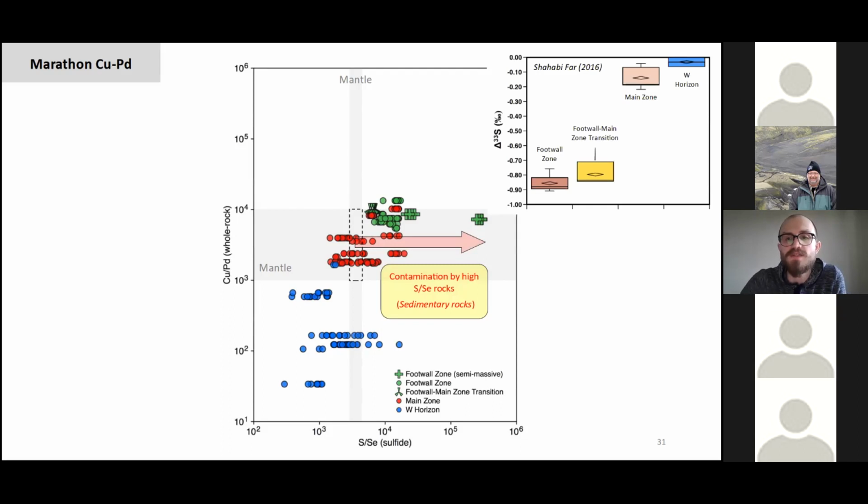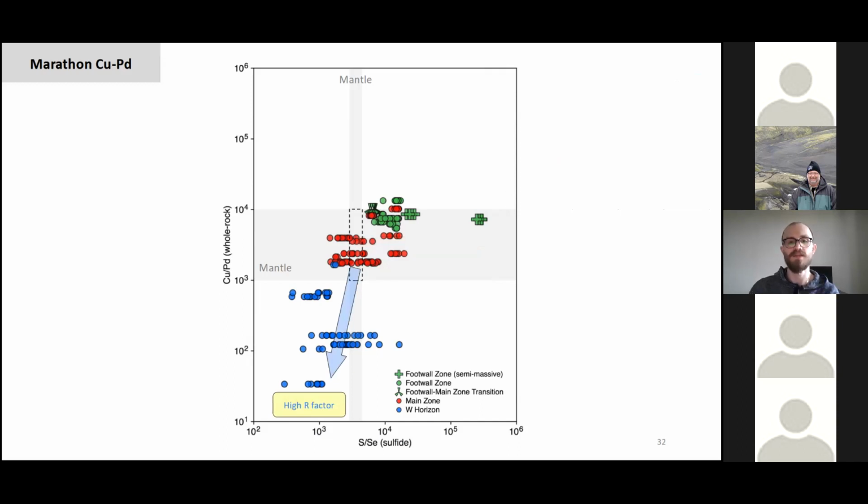Now, this is consistent with earlier work looking at sulfur 33 values, which identified systematically negative sulfur 33 values in both the main zone and footwall zone, and interpreted these negative values as a result of contamination by Archean sulfur at depth.